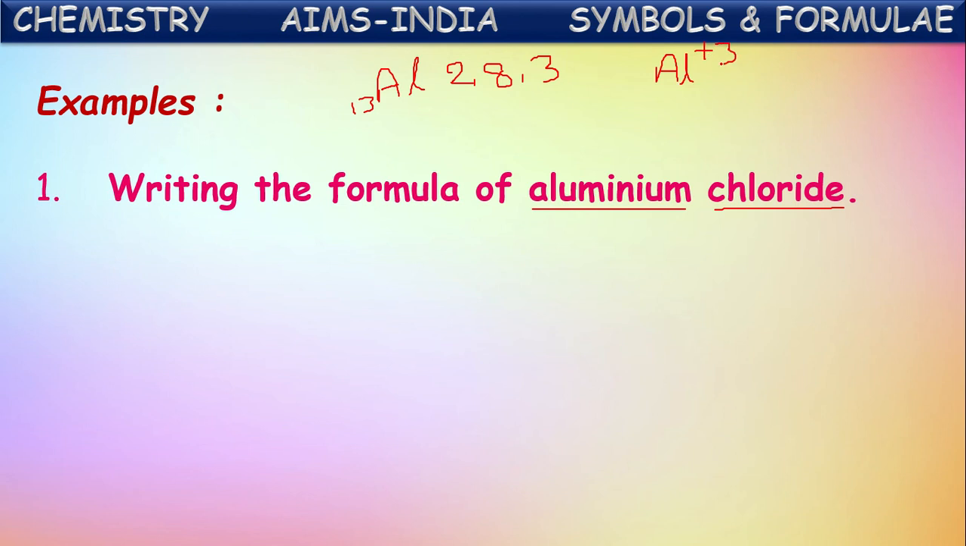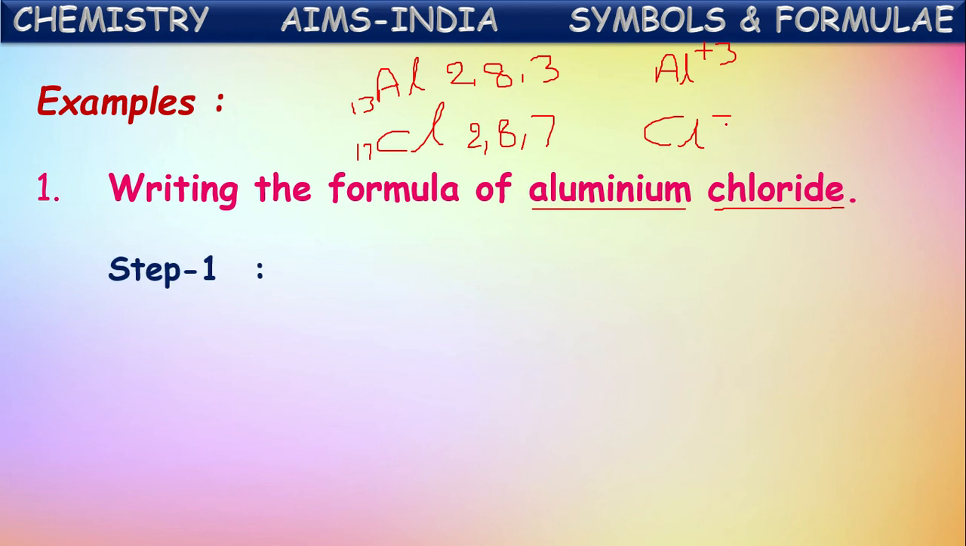Al plus 3. And next, if you see chlorine, what is the atomic number of chlorine? 17. If you see its electronic configuration, 2, 8, 7. In its outermost shell, it has 7 electrons and requires one more electron to become stable. So, by gaining that electron, chlorine becomes the Cl minus ion. Now, here the positive ion is Al plus 3, and the negative ion is Cl minus. So now let us try to write the molecular formula of this compound by following the crisscross rule steps. What is the first step in that?